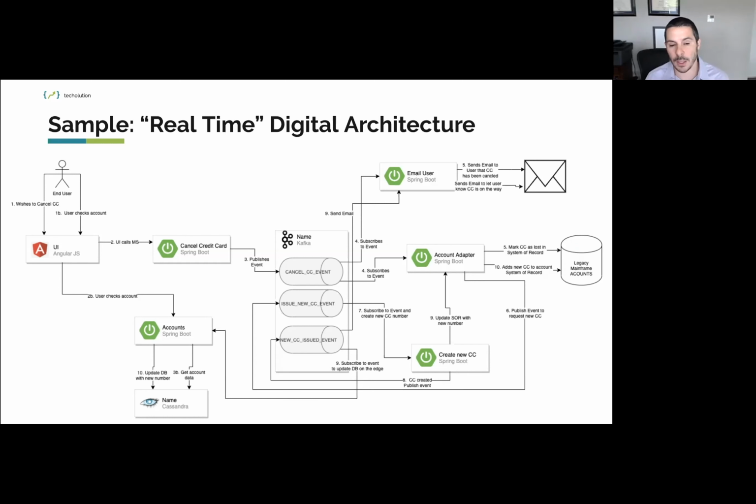So this could be one, it could be multiple. In this example, a system would then grab that credit card cancellation request and then go and update the system of record. But at the same time, you could also have another system that acts completely independently that would pick it up and email the user, let them know.